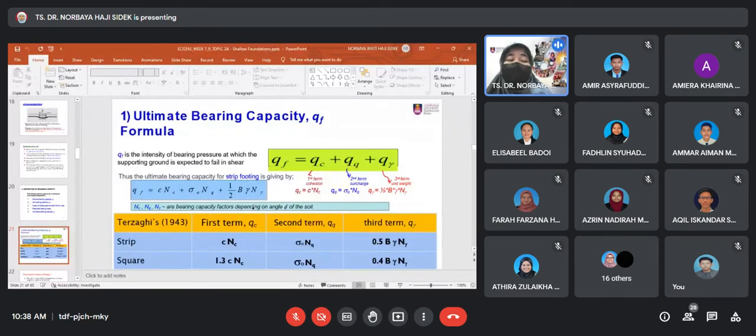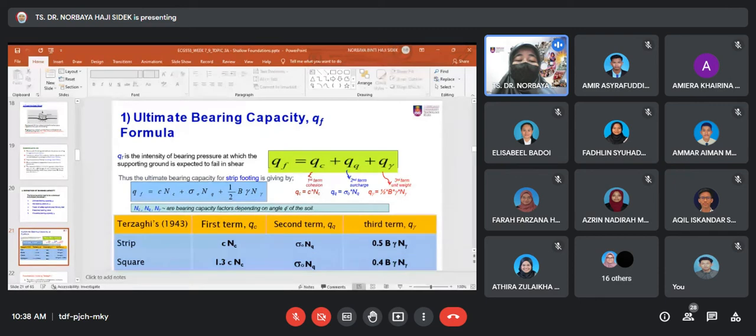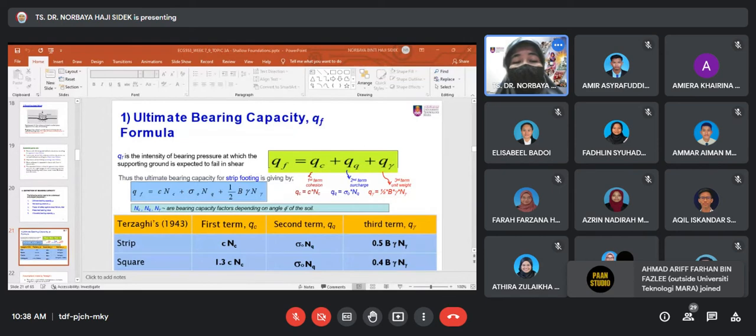Second, you need to find the values of Nc, Nq, and N gamma using the table. In order to find the values in the table, you need to know the phi value of the soil. The phi value of the soil will be given in the question. When it's given, then by using the phi value of the soil, you will know how to get the value of Nc, N gamma, and also Nq.